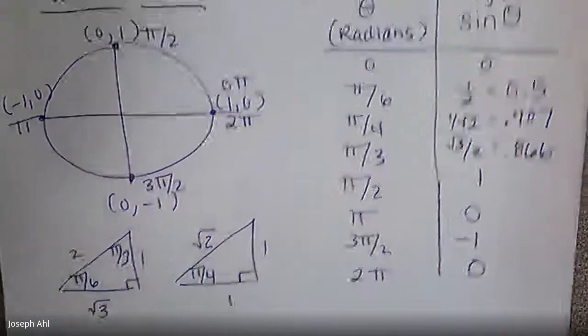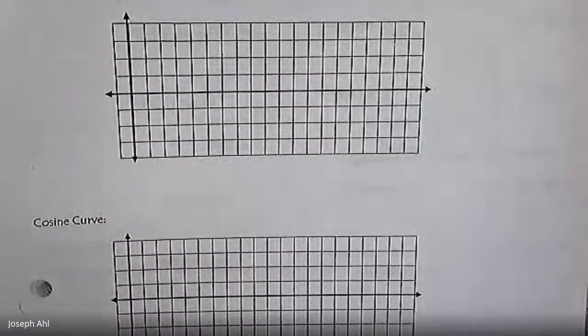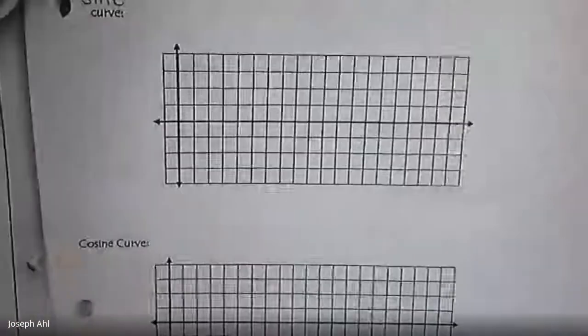All right, so if you found page 15 in the packet, it looks like this, graphing sine, cosine, and tangent. We're not going to do tangent today. We'll just focus on sine and cosine.